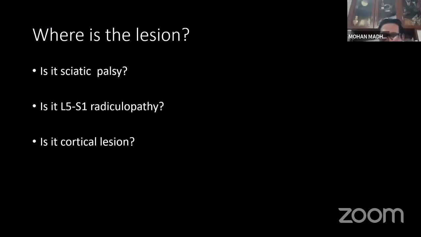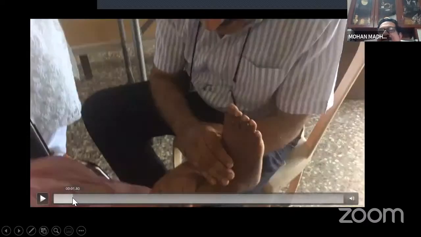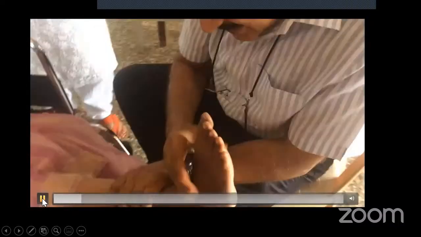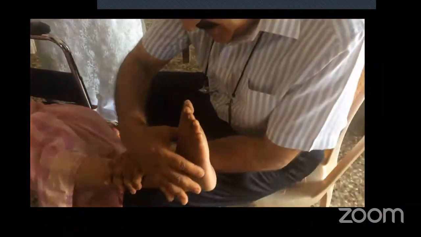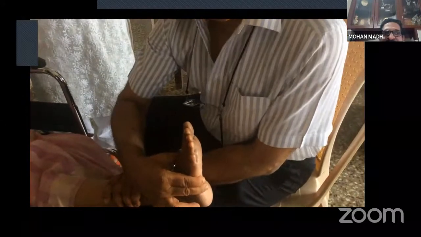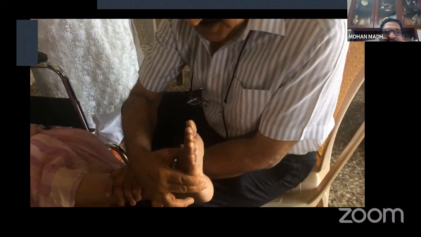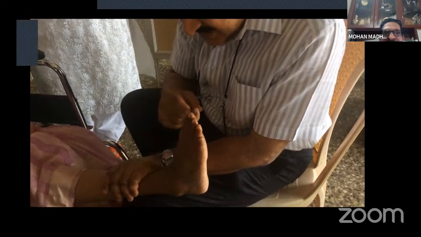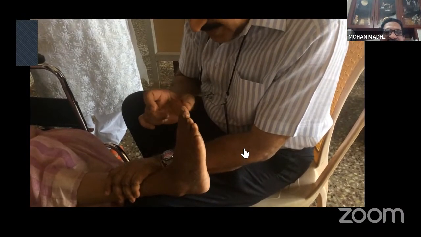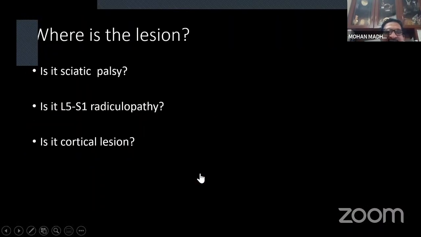Okay, I'll tell you one finding. Go back to the video. See what muscle I am checking first: tibialis anterior. In the dorsiflexed position I am checking the inversion, not in the plantar flexed position. See, in the dorsiflexed position I am checking the inversion first. That is good. That means tibialis anterior is good. So what does it tell you?